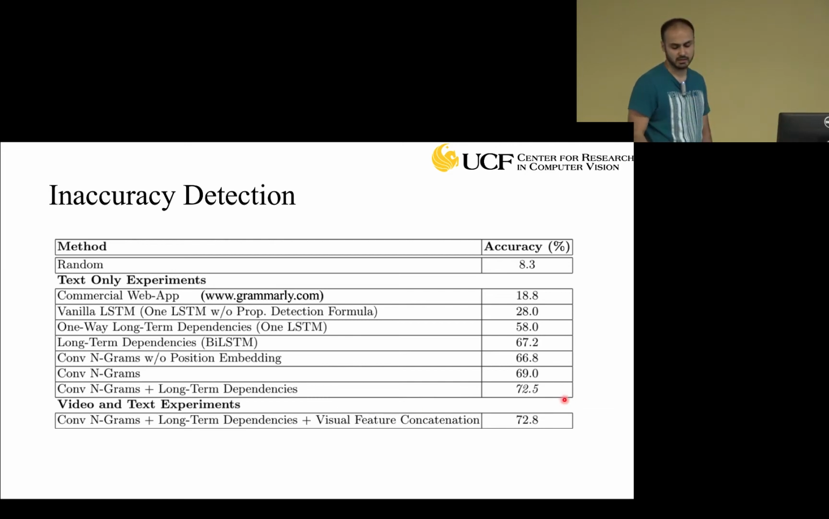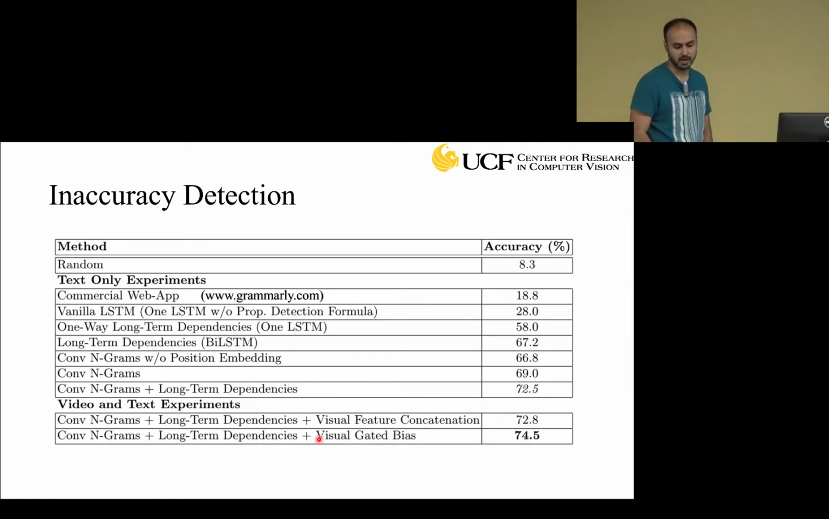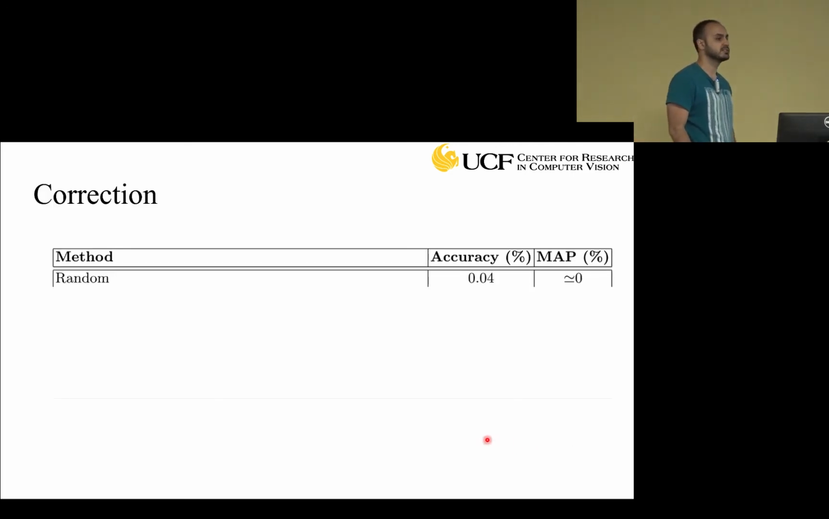In the experiment where I use both video and textual information, if I simply concatenate the visual features with each word, I get 72.8%. But if I use the visual gated bias technique that I showed you, I get 74.5%. So, about the correction experiments. In the correction task, we have to detect correctly and also replace correctly to say an example was successful.